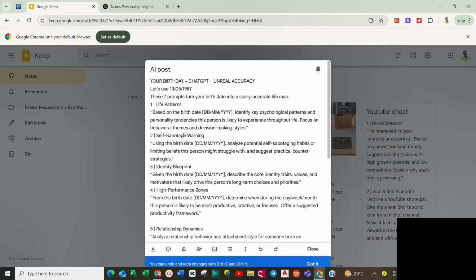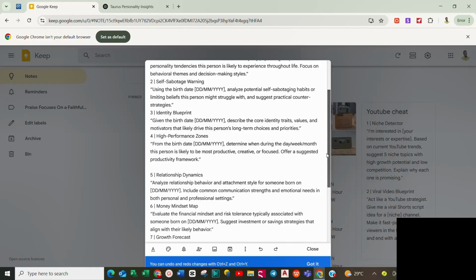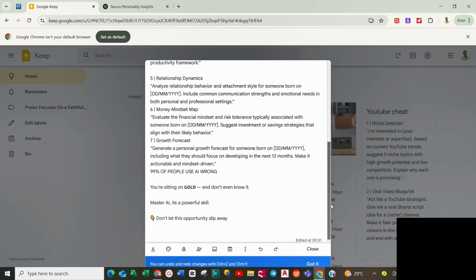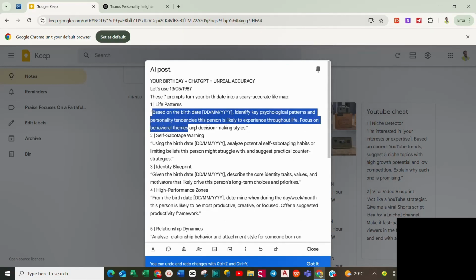So it talks about the life pattern, the self-sabotage wording, the identity blueprint, the performance zone, relationship dynamics, the money mindset map, and the growth forecast. So, like I said, I have seven. So, invariably, we're going to be checking the life pattern first. Let's check the life pattern first.